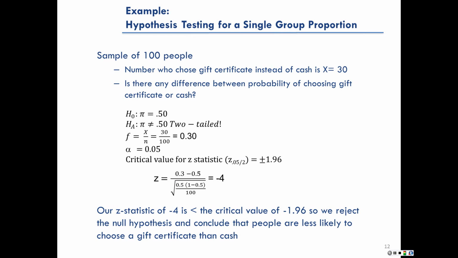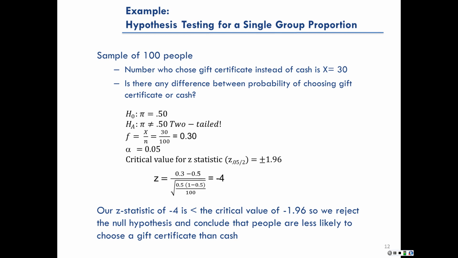So we set our null hypothesis to be 0.5 because we want to disprove the null that it's just a random chance of accepting the gift certificate or accepting cash. We want to say that there is some difference and that it's not just a flip of the coin. So then our alternate hypothesis is that pi is not equal to 0.5, or random chance. F, the frequency of success, is 30, the number of people who chose the gift certificate, divided by 100, our sample, number of trials, so it's equal to 0.30.